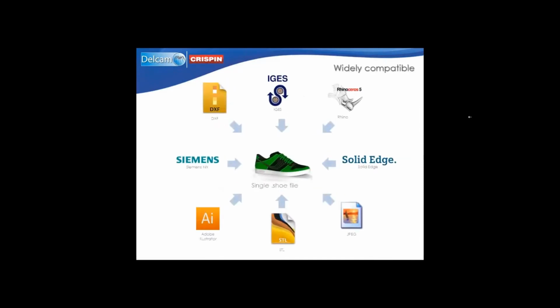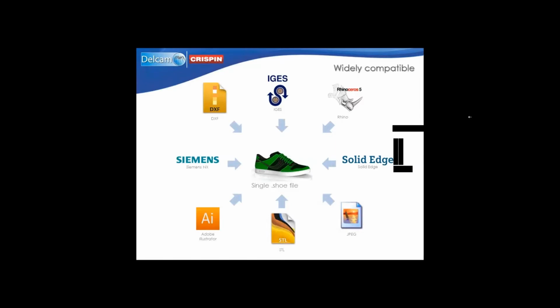Now, the software works best with other software from the Delcam CRISPIN family, but each package can be used independently and works very well with non-Delcam CRISPIN software too. You can import and export all the typical formats such as STL and IGES, as well as formats such as Adobe Illustrator, Autodesk DXF and Rhino.